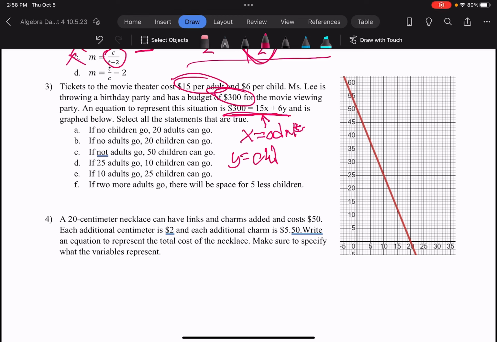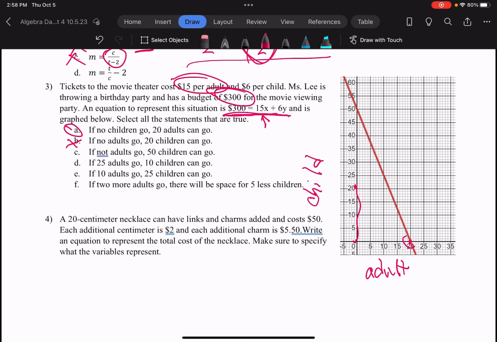So I'm going to mark on my axes that x is adult tickets and y is child tickets. Okay? And so that'll help you when you're analyzing this. So first figure out what your variables stand for, and then label your graph, because that'll help you to interpret the graph. So if no children go, that would be 0 children. 20 adults can go. That is true. That is on our graph. If no adults go, so if this was 0, 20 children can go. That is not true. We do not have the line crossing there.